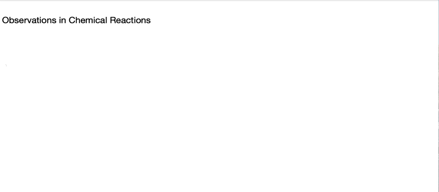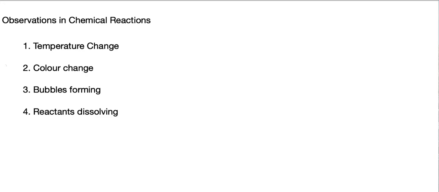Let's consider briefly the things that would tell us whether or not we have had a chemical reaction when we mix our chemicals. So, if we saw a temperature change when we mixed our two reactants, that would tell us we had a chemical reaction. If we had a color change, that might tell us we have a chemical reaction.